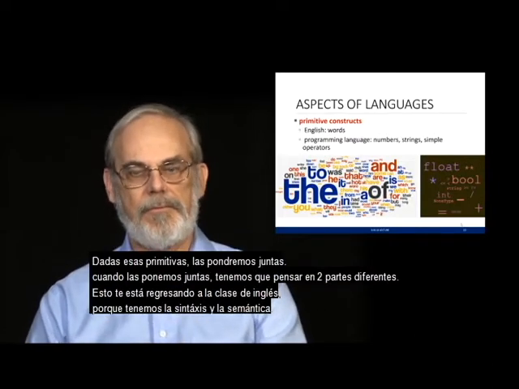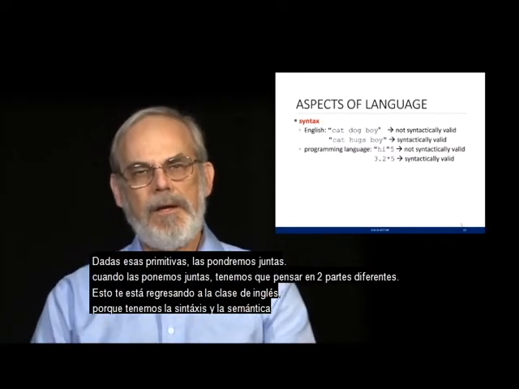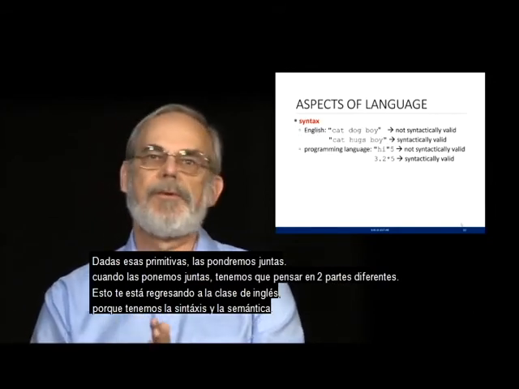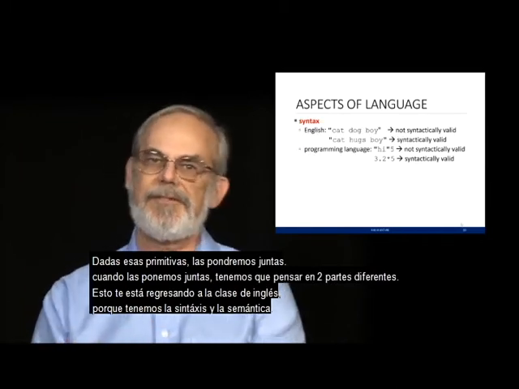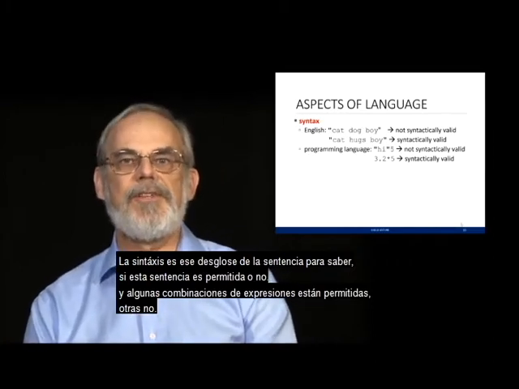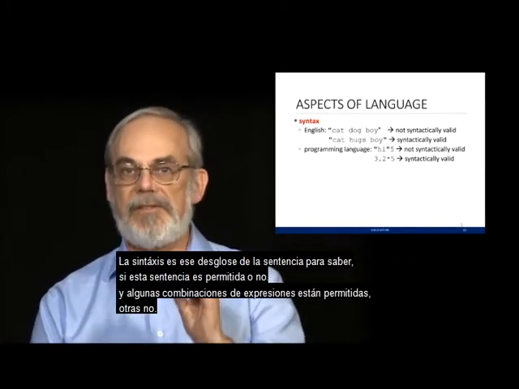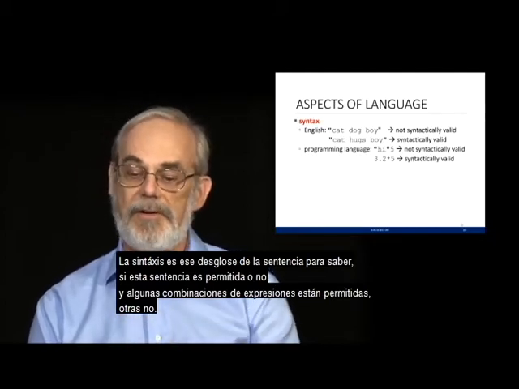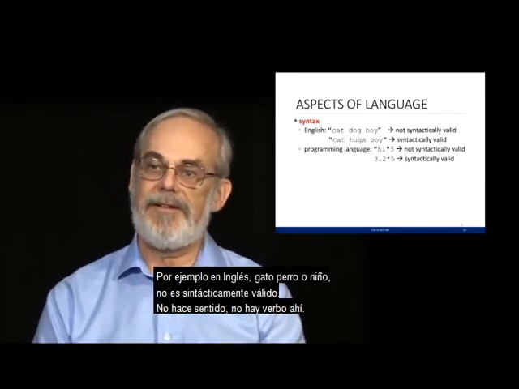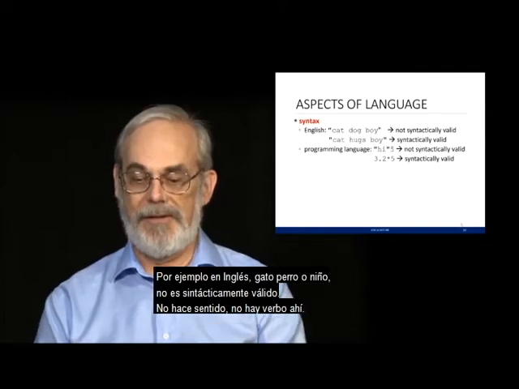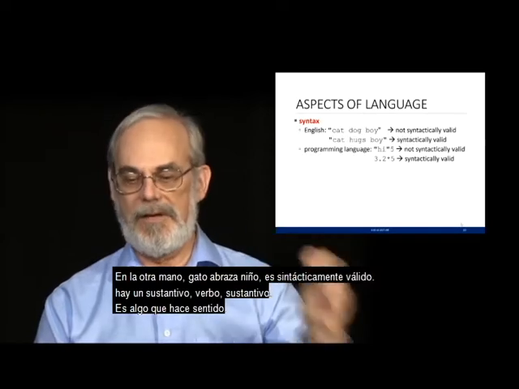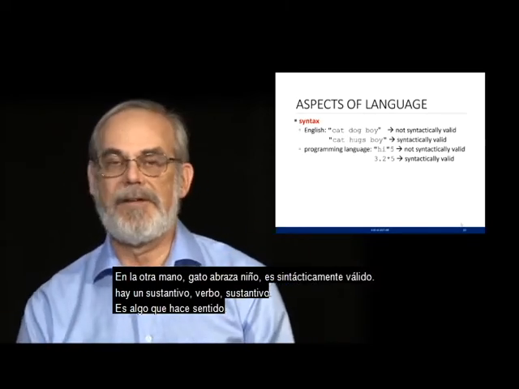Given those primitives, we want to put them together. When we put them together, we have to think about two different parts. This is taking you back to an English class, because we have both the syntax and the semantics. The syntax is that parsing of a sentence to know, is this a legal sentence or not? Some combinations of expressions are legal, some are not. For example, in English, "cat, dog, boy" is not syntactically valid. It does not make sense. There's no verb in there. On the other hand, "cat hugs boy" is syntactically valid. It is a noun, a verb, a noun. That's something that makes sense.